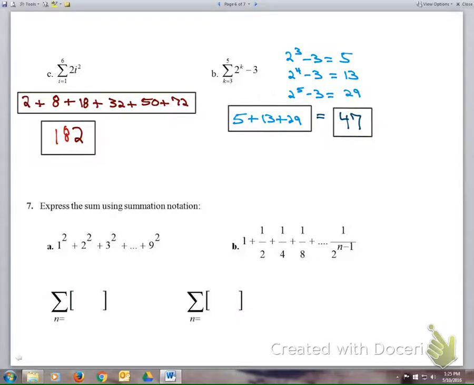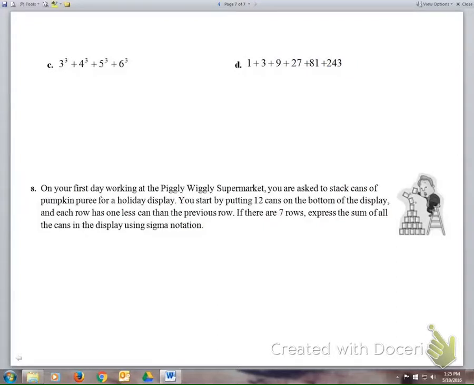Going backwards. So I am squaring 1, 2, 3, 4, all the way to 9. So n starts at 1 and goes to 9, and it's just n squared. That one's pretty simple. The next one, I'm going 1 to n, and it gives me the nth term, so that one was not much work. Tells me it's 2 to the n minus 1. All right, the next one.